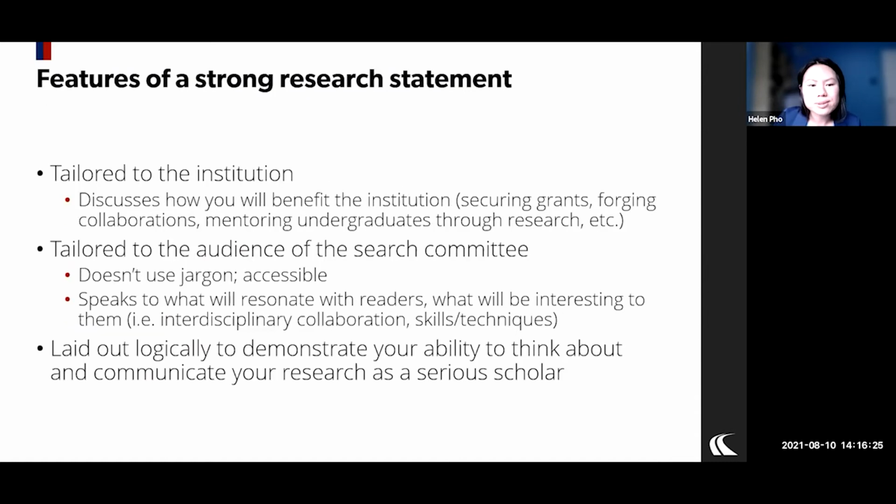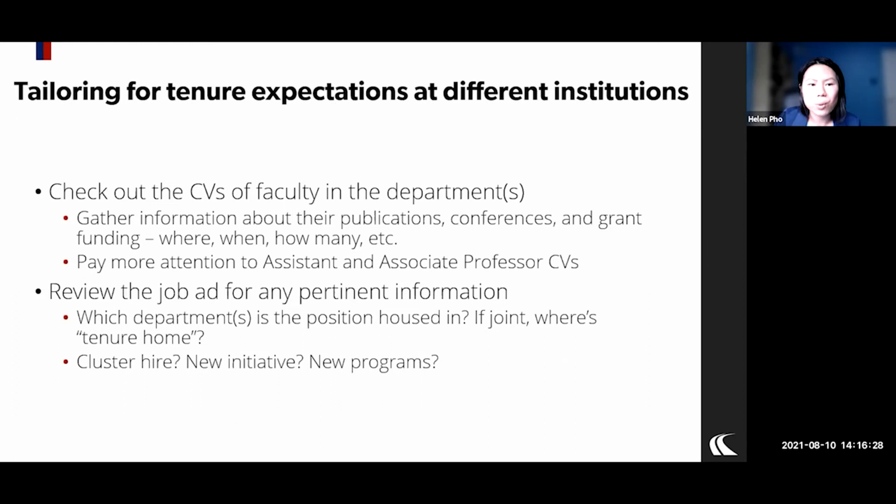So tailoring for tenure expectations at different institutions is something that is really important, and it kind of gets at this question about what's tenurable, what's publishable, what's fundable. So there are a couple of things that people can do to get an idea of how an institution basically views and values research versus teaching. Those are generally the two areas that are most important in evaluation.